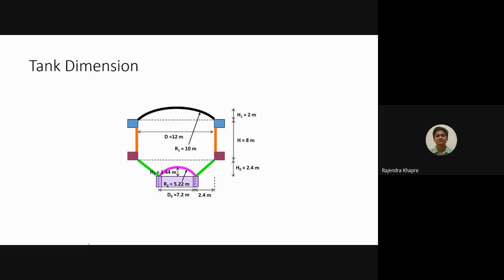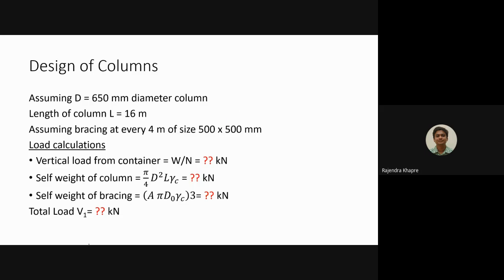for the design, right? So now coming to the design part. So we are assuming the diameter of each column as 650 millimeters. Okay. So this is your 650 millimeters.